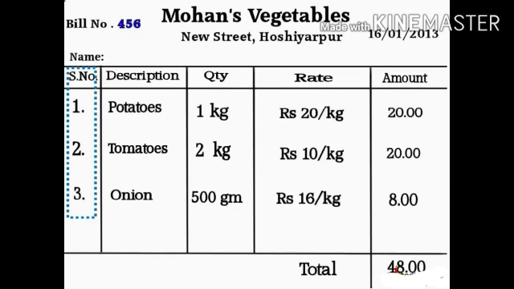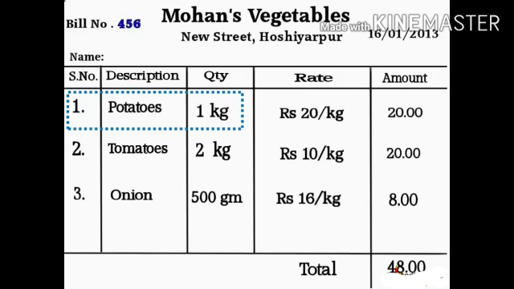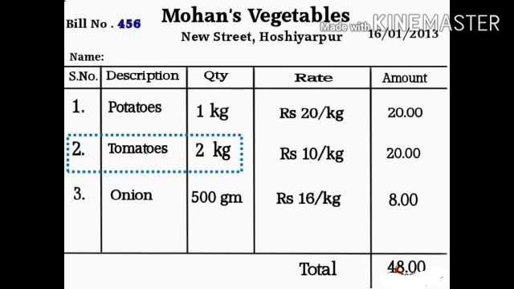As we saw, the lady bought potatoes, tomatoes and onions. So, how many potatoes did she buy? She bought 1 kg of potatoes and 2 kg of tomatoes. Lastly, 500 grams or half kg of onions. So, if we put down, the lady bought 1 kg of potatoes, 2 kgs of tomatoes, 500 grams or half kg of onions. What was the rate or the price per unit for each item?